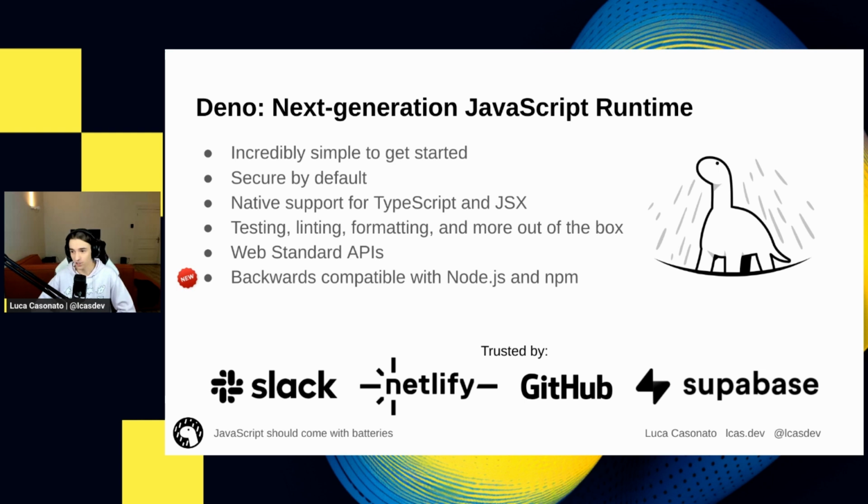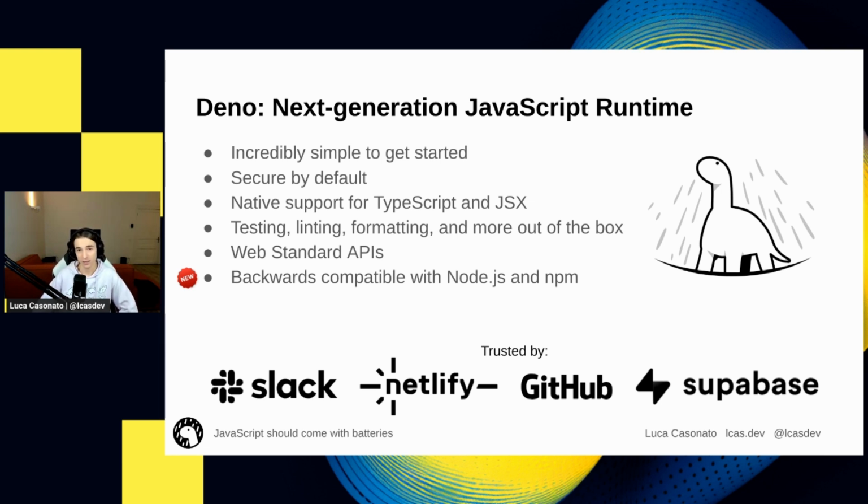Deno is a next-generation JavaScript runtime that's incredibly simple to get started with, that's secure by default, that natively supports TypeScript and JSX out of the box, and JavaScript, obviously. It has built-in tooling for testing, linting, formatting, documentation generation, many other things. I can't list them all now.